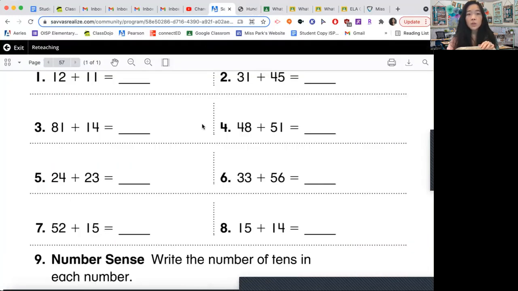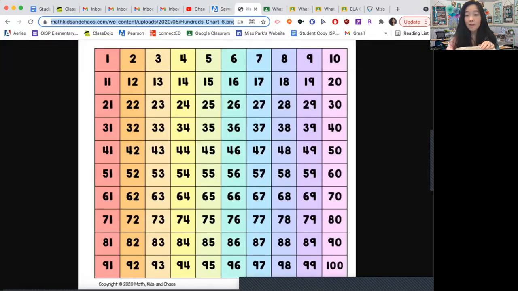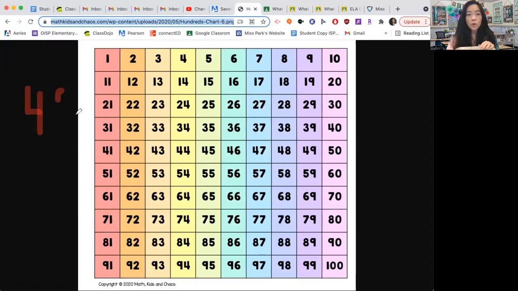48 plus 51. 48 plus 51. So we have 48, and then we need to add on 51. So we have the number 48, circle it. Now you're going to count on by tens. How many tens do we have? 5. 1, 2, 3, 4, 5. We stop at the number 98.